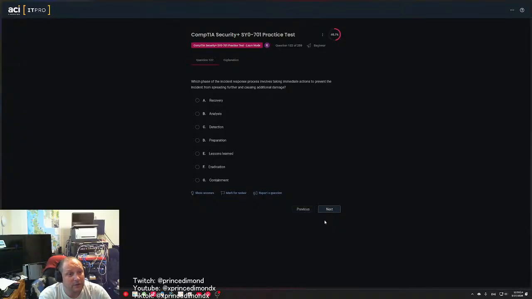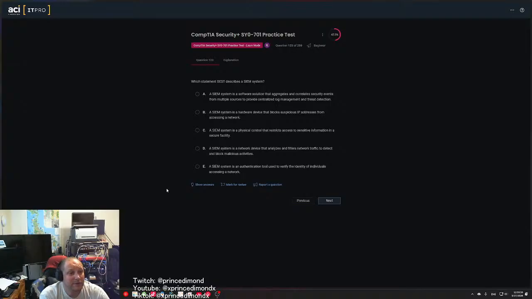Which phase of the incident response process involves taking immediate actions to prevent the incident from spreading further and causing additional damage? That is going to be containment. So if you want to prevent it from spreading, you're going to want containment. And that is correct.